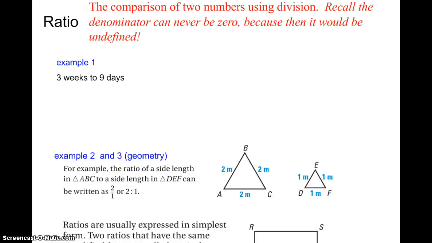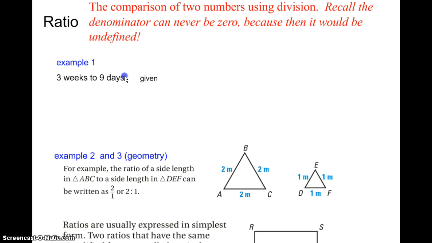Okay, this lesson is a review on ratio, and you should know already that ratio is the comparison of two numbers using division. Okay, you want to recall that the denominator can never be 0 because then our fraction would give us something that's undefined. So let's start with our first example of 3 weeks to 9 days.